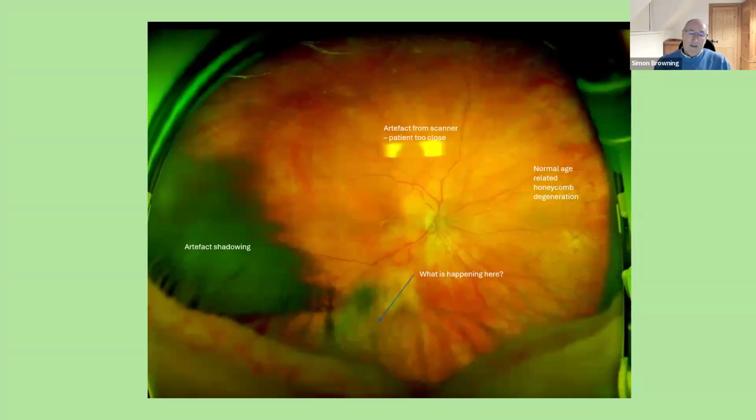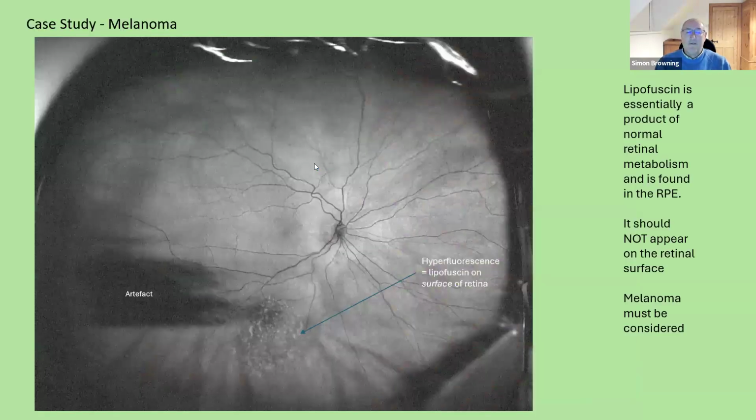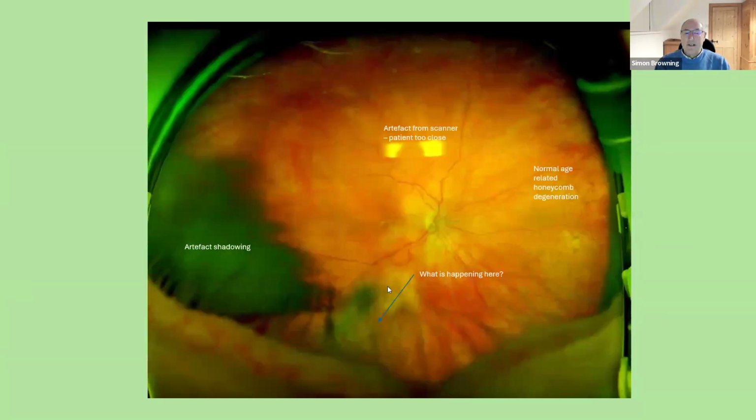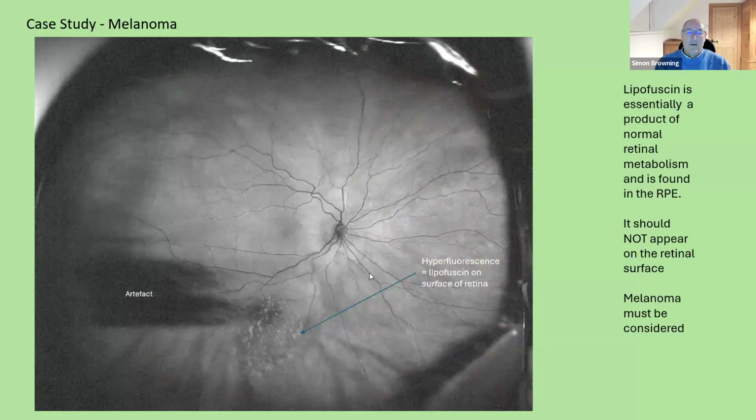Here's one of my favorite patients. Again, I think I might have mentioned him last time. We've got something going on down here. When we look at the autofluorescence, you see that classic globular appearance of lipofuscin on the surface of the retina. This is an amelanotic melanoma, and so many of these are amelanotic, so there's no pigment to give you a real guide. But as soon as you see the autofluorescence, the hyperfluorescence like that, looking sort of globular as somebody sneezed on the retina, you're into the land of melanomas.